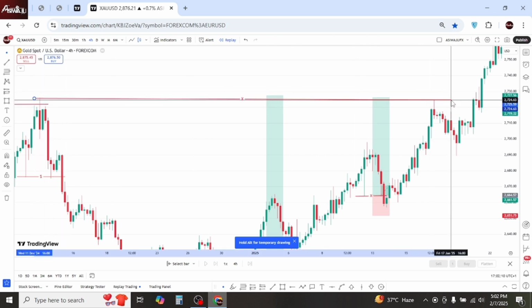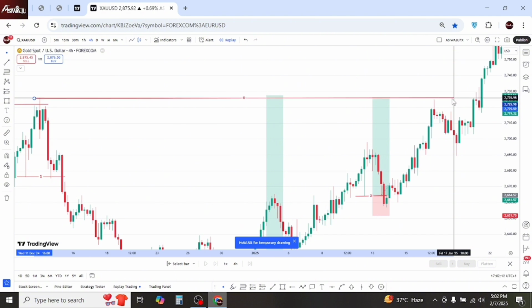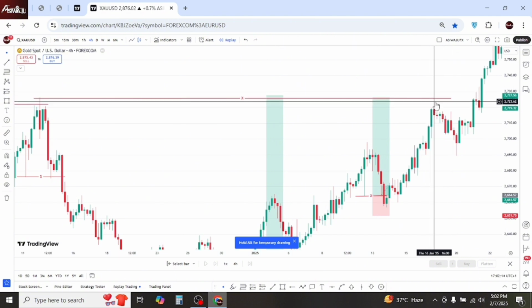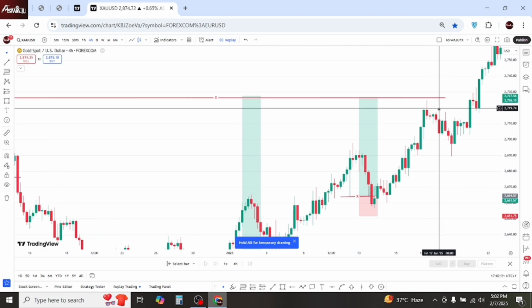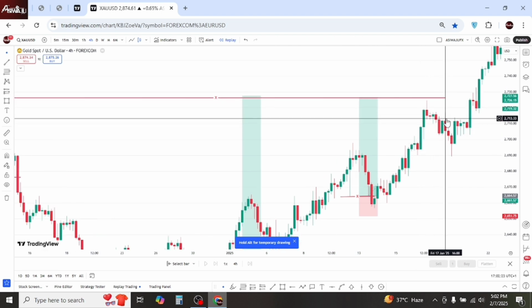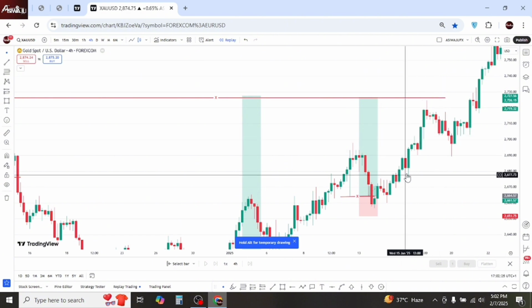And let me see, do we have a sweep here? No, we don't have a sweep. So we don't even have a sweep or a break at all. Price pulled back from this point also, and before this, price pulled back from this point also. You see that we have major pullbacks from this point.